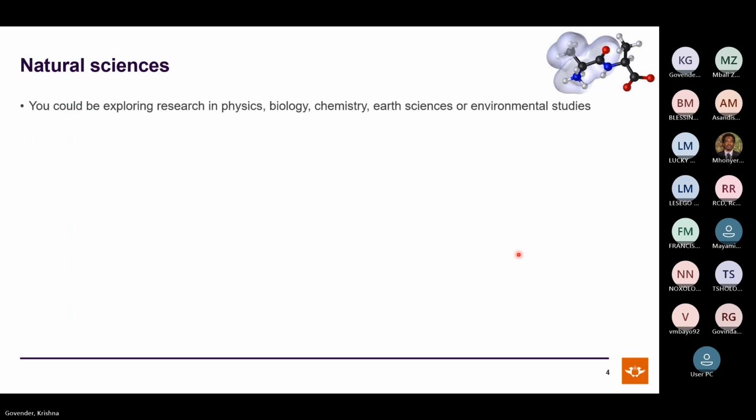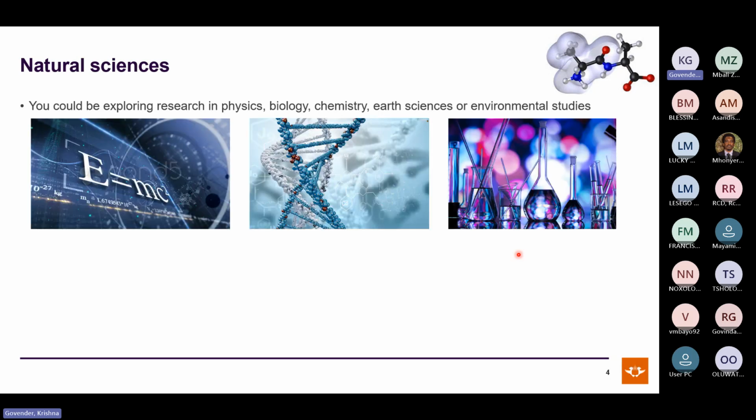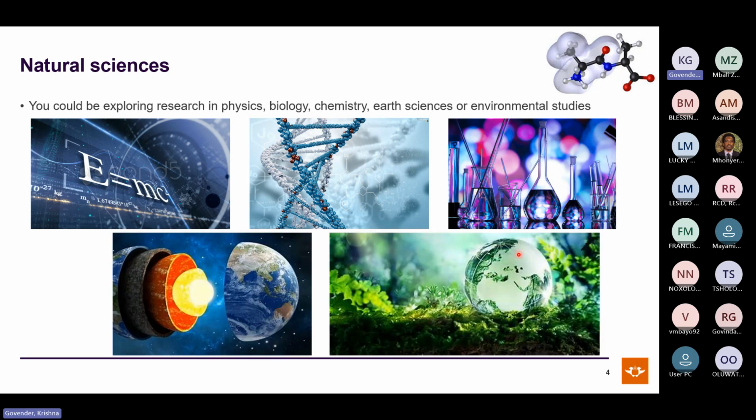Right, so our focus is on natural sciences, right? So you could be exploring research in, I'm only going to choose a few here, but there's many scientific fields. But the primary ones we're going to just say is, okay, let's say physics, biology, chemistry, earth science, or environmental studies, right? So, the physics, you've got the bio, you've got your chemistry, earth science, and then the environmental studies.